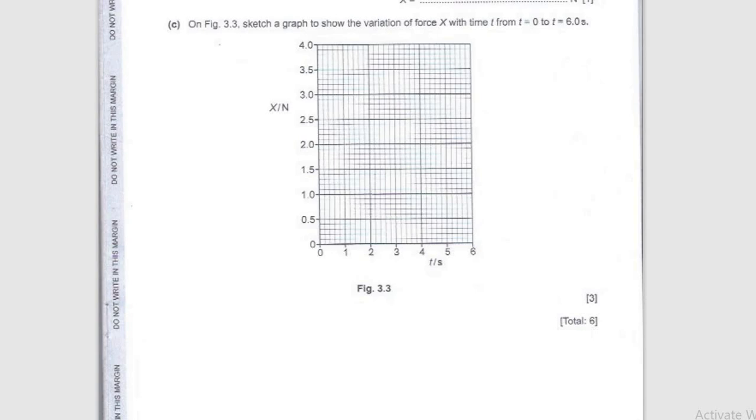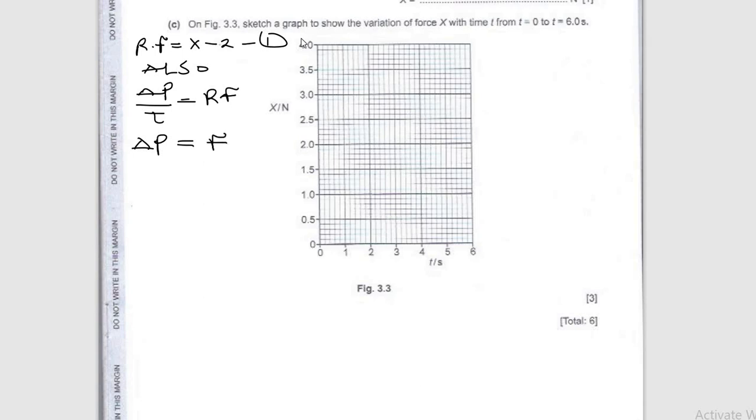Let's go back. Remember that the resultant force on my initial model is x minus 2, equation 1. Also, remember that change in momentum over time gives me my resultant force. So from here, remember that change in momentum is equal to Ft, resultant force multiplied by time.